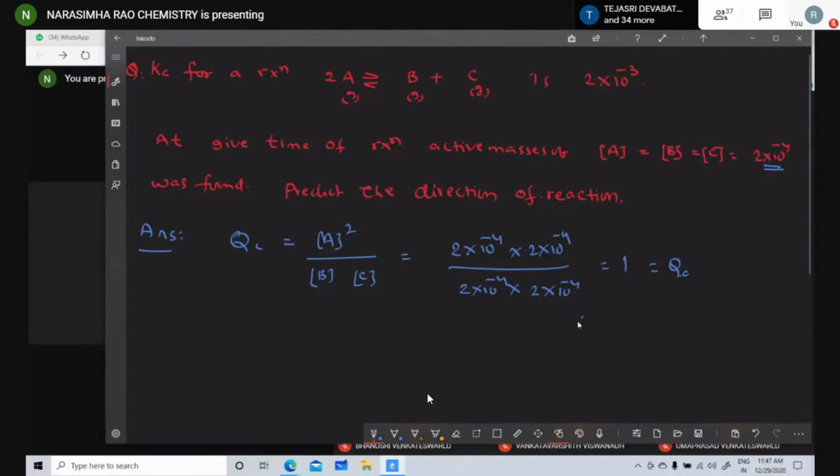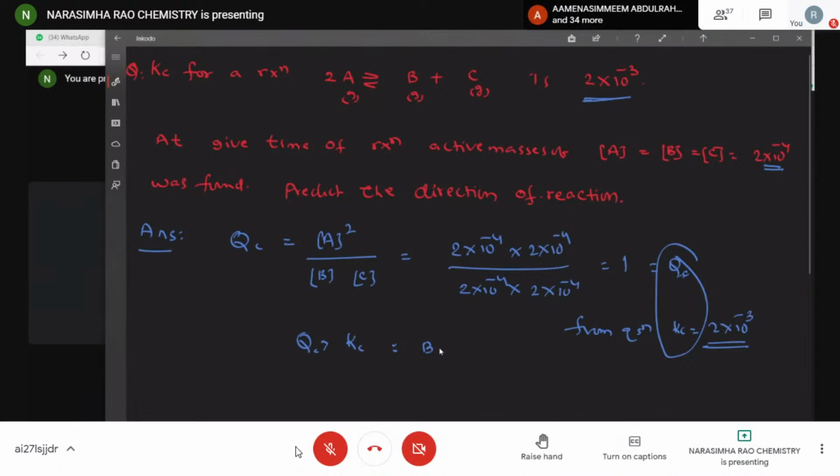But from the question, Kc is equal to 2 into 10 power minus 3. Here Qc is greater than Kc, no? Qc is greater than Kc. Then which reaction now? Children, tell me which reaction, forward or backward? Backward reaction.